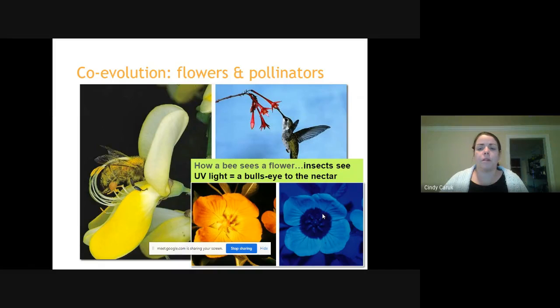Okay, and this bumblebee is seeing it because you've probably seen this before. They see UV light. So really it's kind of bullseyeing right where that nectar is. So this can get completely dusted in the pollen.